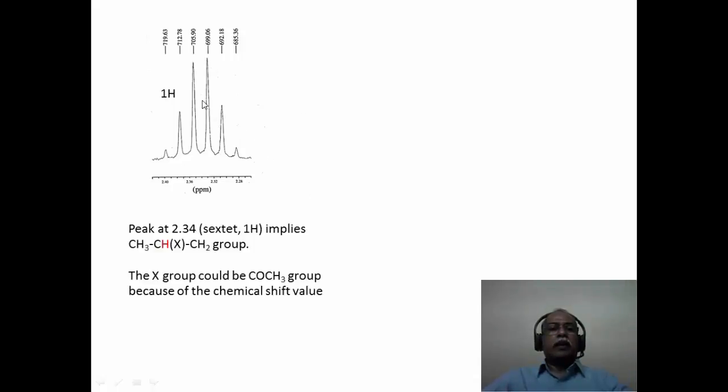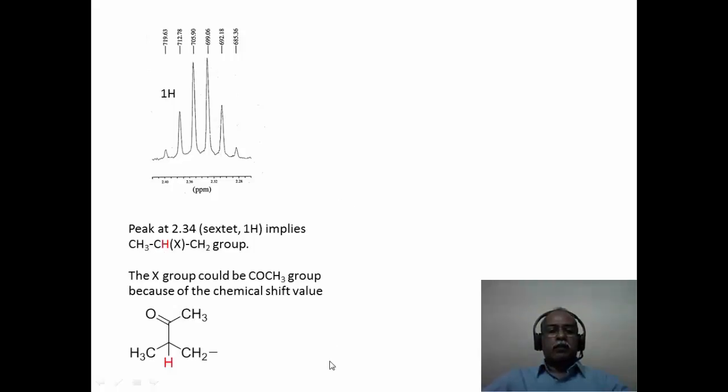Now one can calculate the coupling constant value because the frequencies of the 6 lines are already printed out here. If you subtract 719.63 from 712.78, you get roughly 6.9 hertz. So the coupling constant is approximately 6.9 hertz in this case, which of course corresponds to the average vicinal coupling constant that one would expect in an aliphatic chain of this kind.